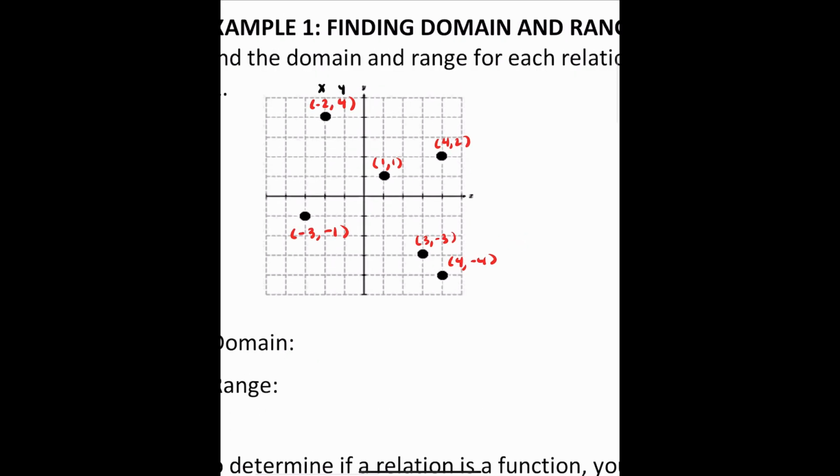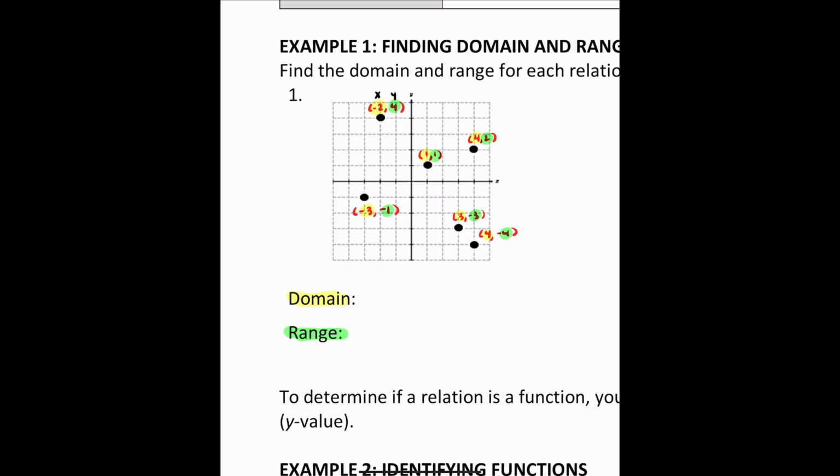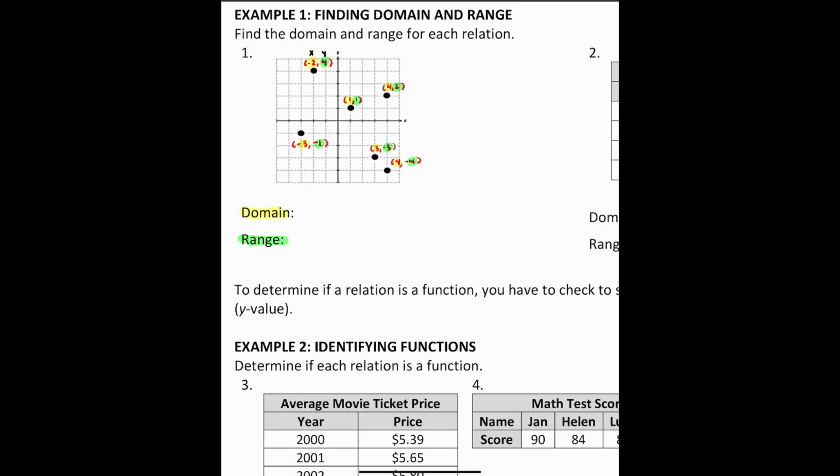So we're going to highlight every x value. So this is an x value, x value, x value, x value, x value, and x value. And this is our y. So we're going to go ahead and highlight all the y values. So let's go ahead and specify the domain, and then we will specify the range. Now remember, the domain is the set of all x values. So we're going to be listing all the x values that are explicitly shown on the graph.